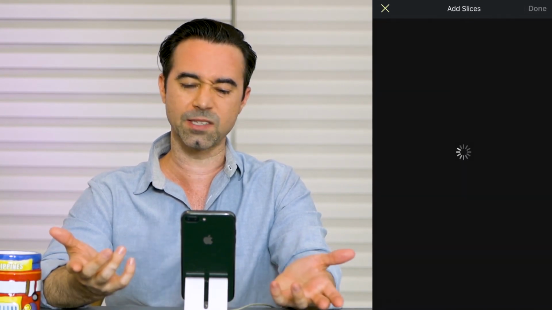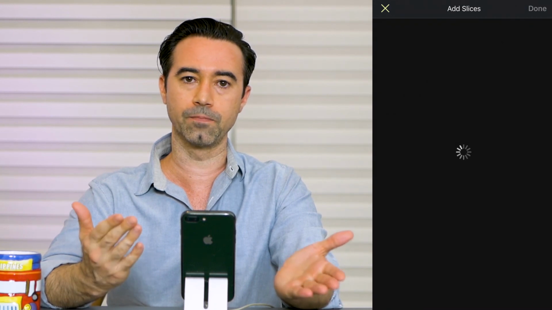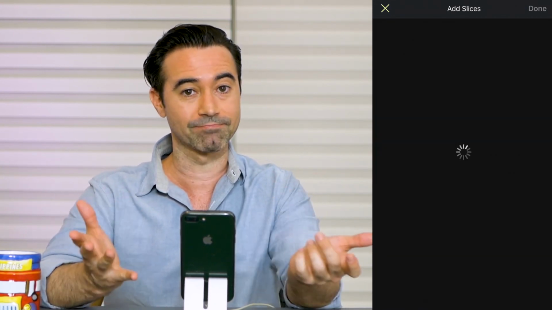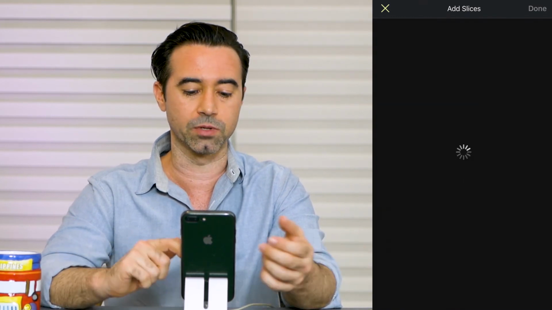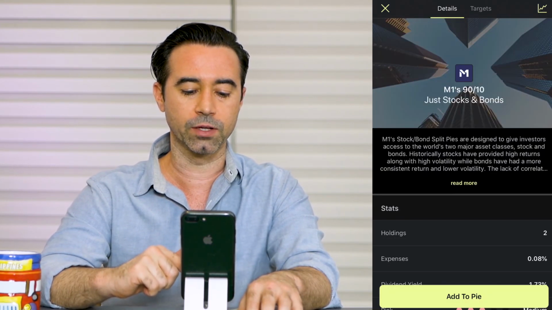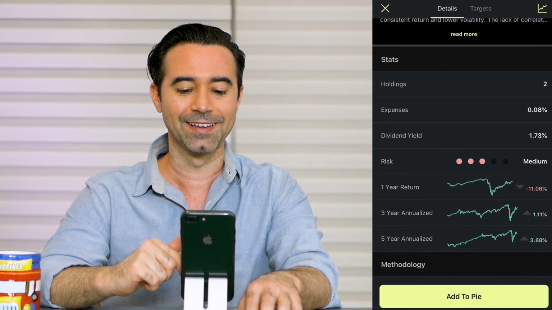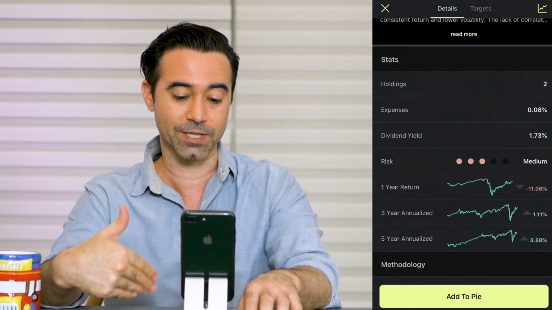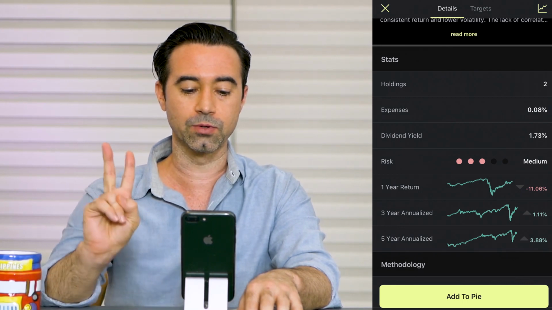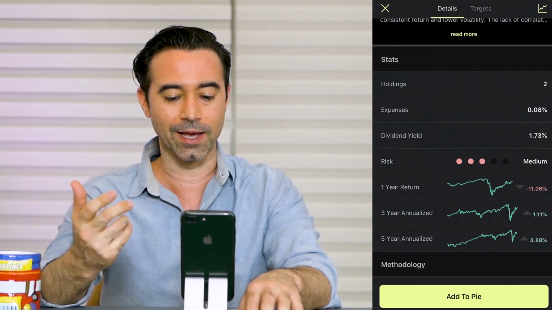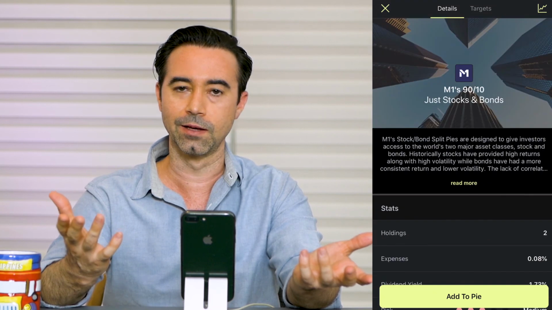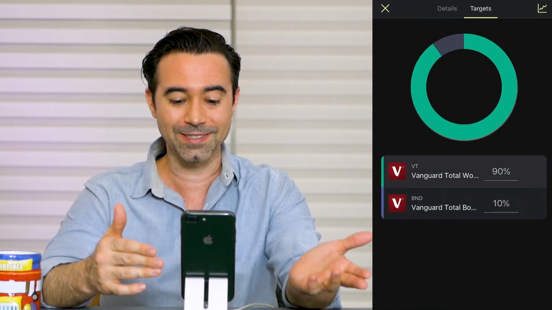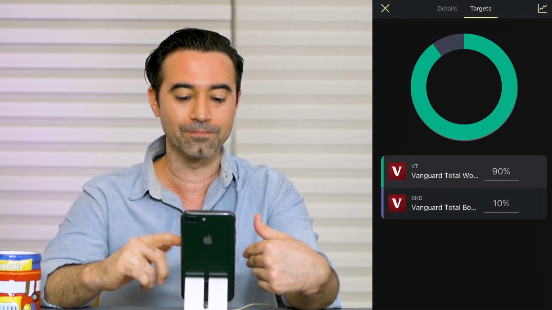So just stocks and bonds. This is pretty simple, okay? So if you want just an ETF with stocks and an ETF with bonds, this is how to do it, nice and simple. So if you go to M1's 90-10, 90 is how much stocks, so 90% stocks, 10% bonds. So there's only 2 holdings, the expense ratio is 0.08. This is such a simple fund and, you know, pretty good. So if you want a little bit of bonds and mostly stocks, then this can help you out.